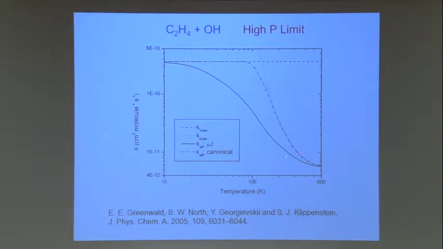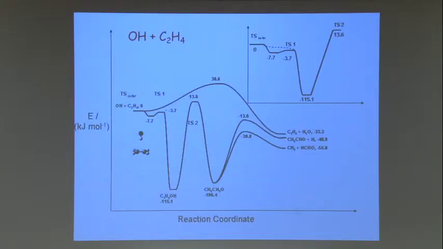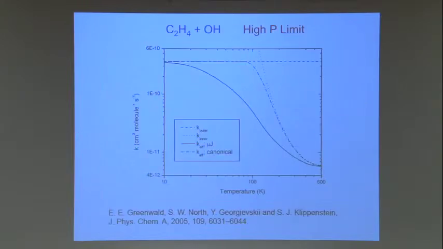And that, as the temperature goes up, goes up much faster and faster. And that's because we're going up in energy here, and those densities of states are beginning to increase much more dramatically than is the case for over here. And so as we go up in temperature, the inner transition state is going to be favored.